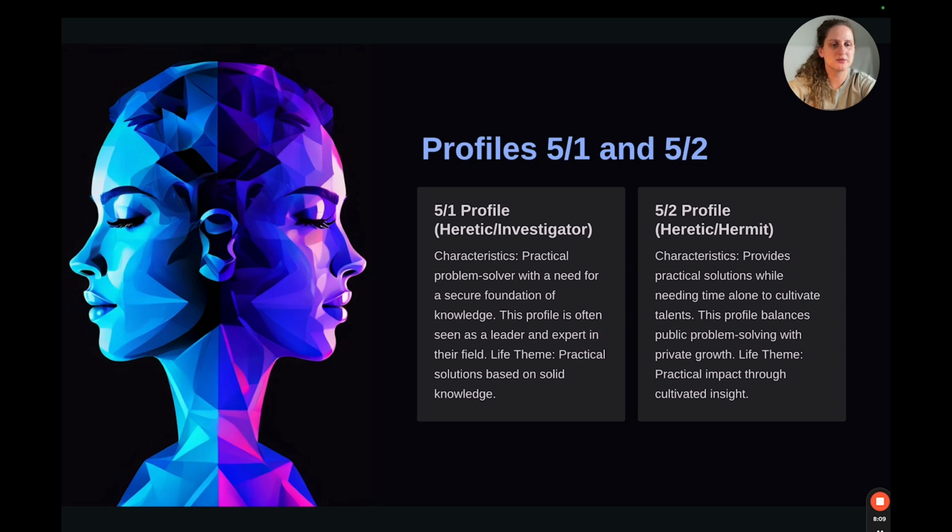5-2 is going to be the heretic hermit. Characteristics are provides practical solutions while needing time alone to cultivate talents. This profile balances public problem solving with private growth. Life theme is practical impact through cultivated insight.